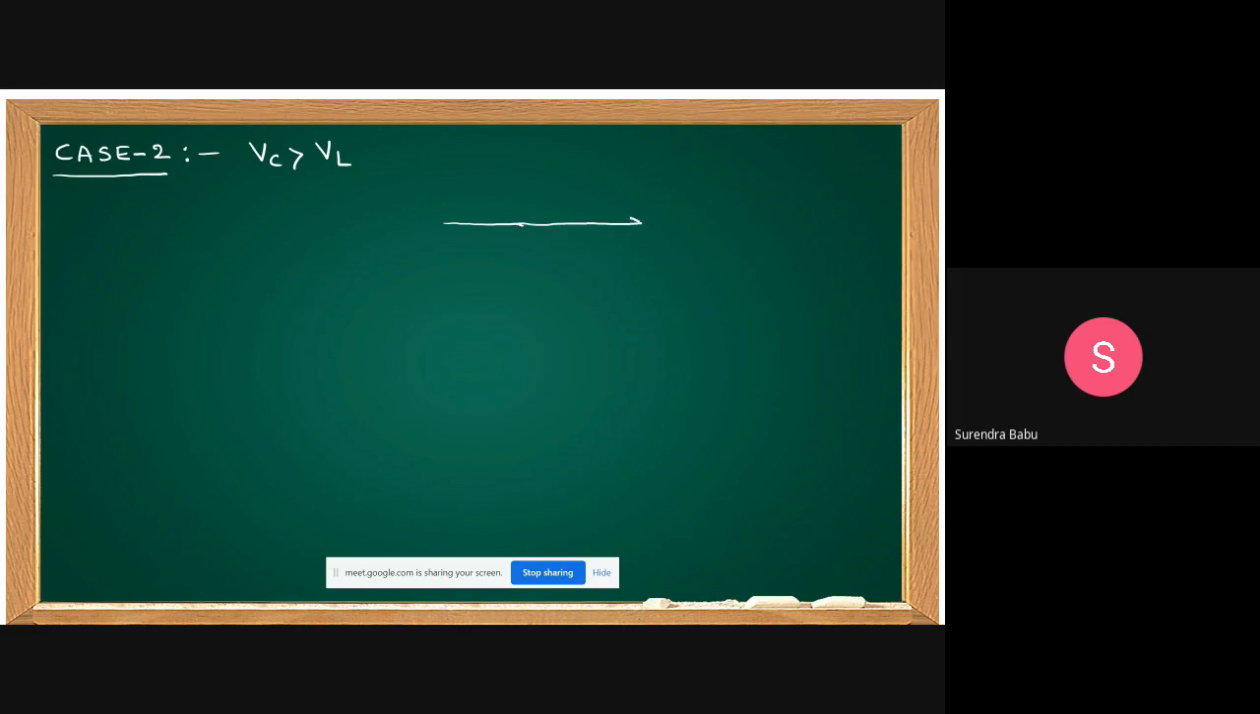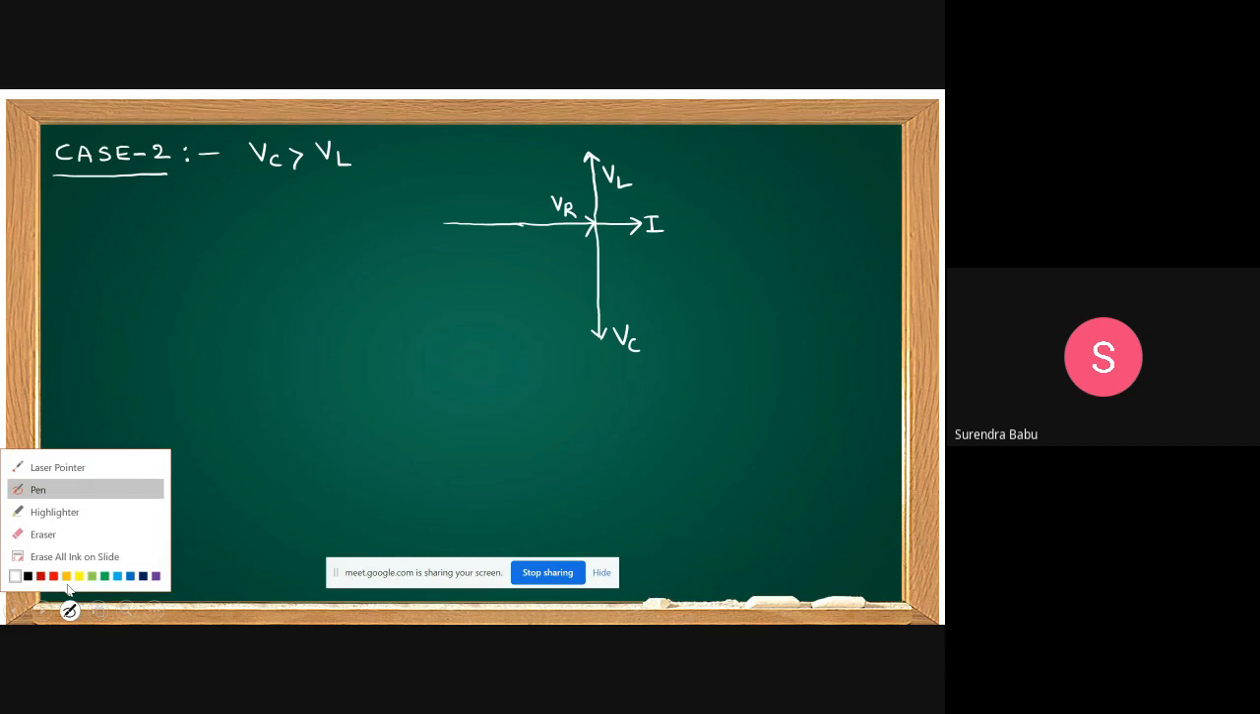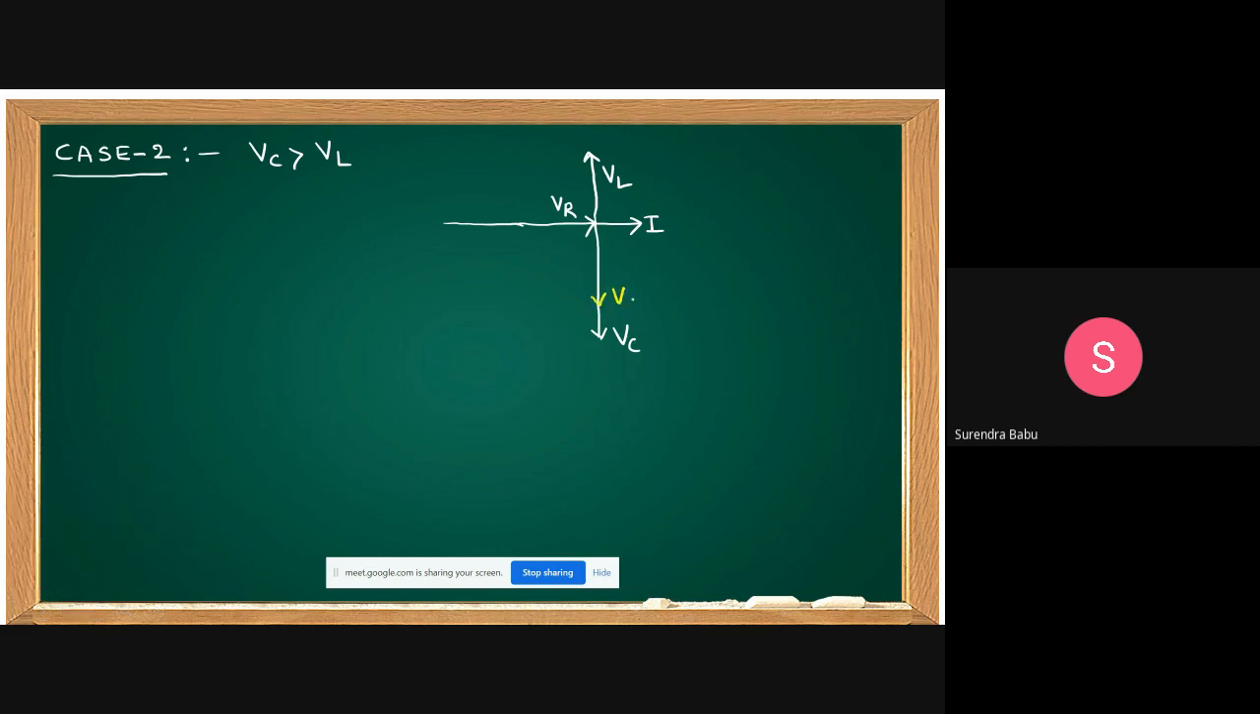Current is the reference. Current remains constant. This is I. Always the resistive drop VR is in phase with the current. Yes, friends, and this is VL, and this is VC, but VC is greater than VL. Then the resultant, the difference between these two, is on which side? The VC side. This is VC minus VL. Then this is V now.